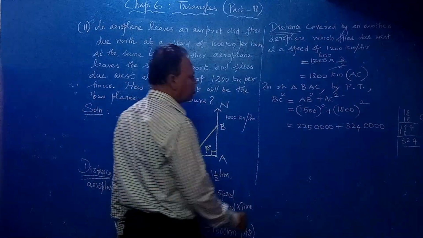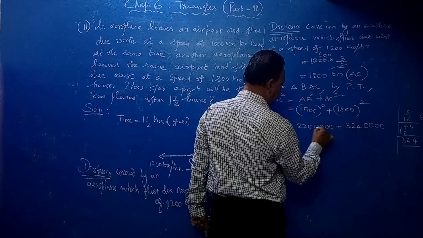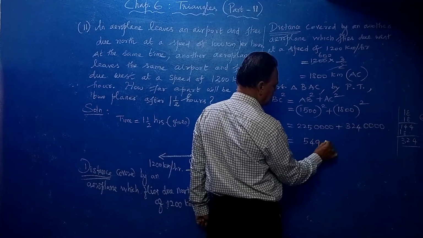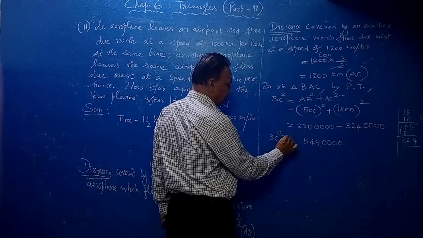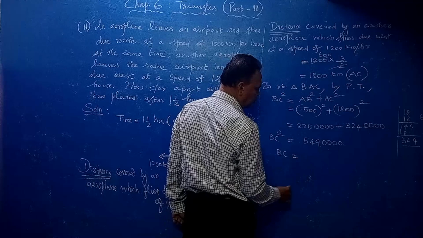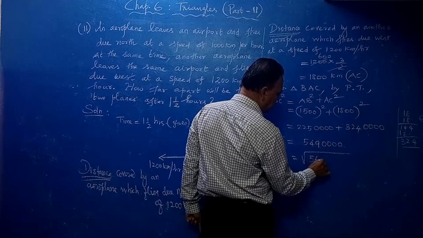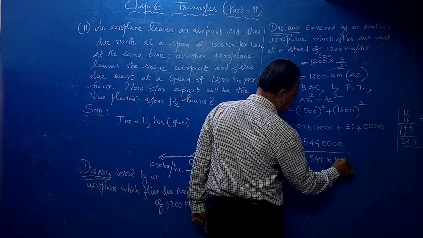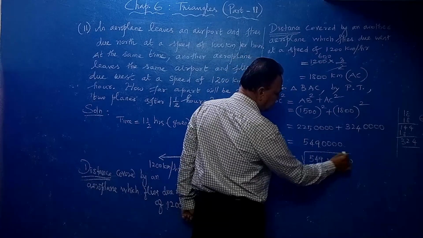Now both you should add. Add the numbers alone first, then the zeros. So this is nothing but BC square. Now we need BC. BC equals the square root of this, 549 into 10,000. This alone, this is nothing but 100.